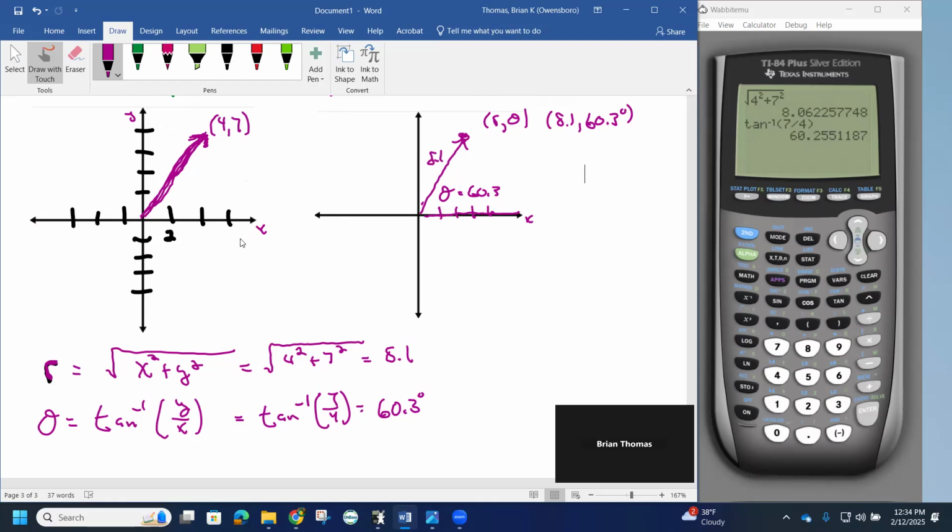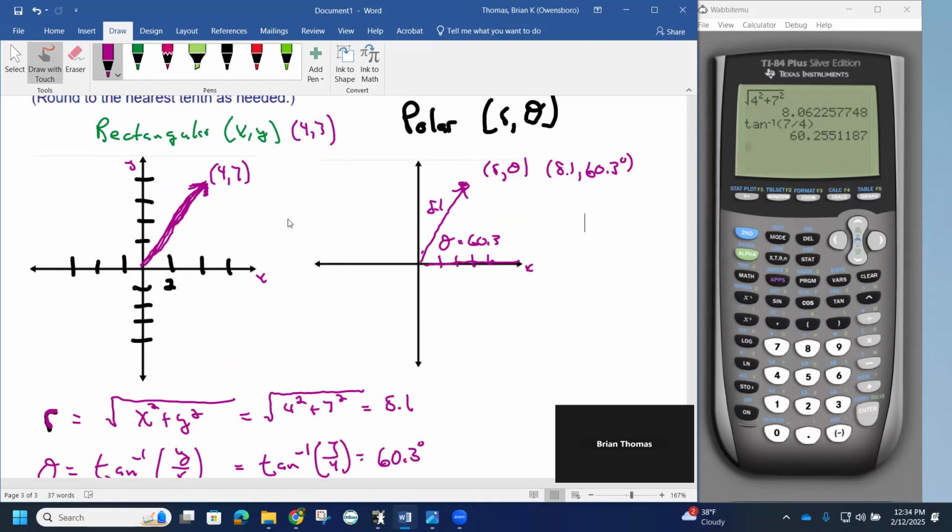One is called the rectangular coordinate system, and the other one is what's called the polar coordinate system. So in a polar coordinate system, you need to know how long the vector is, and then you need to know how far to rotate it in degrees.